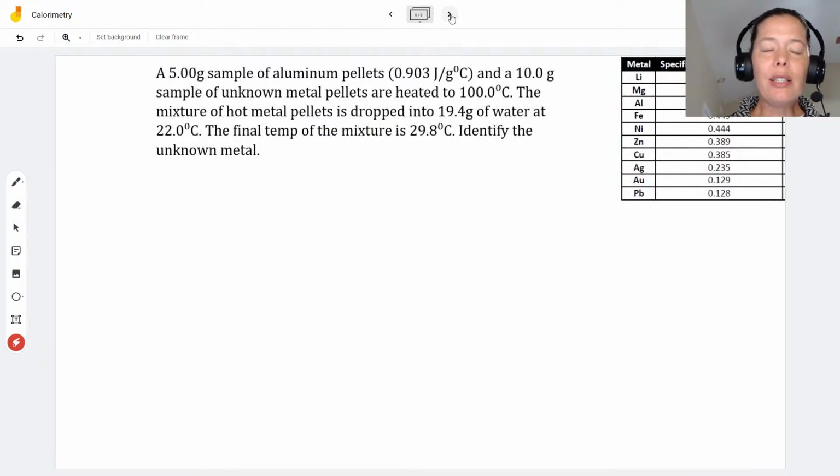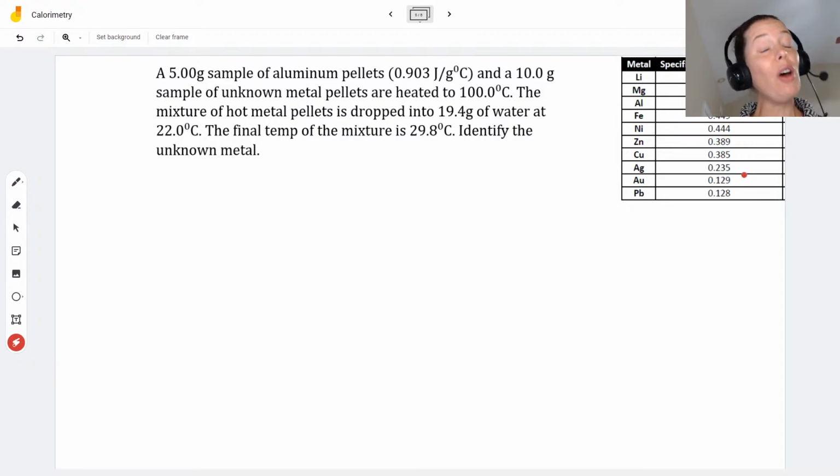All right, so we have a 5-gram sample of aluminum pellets, and a 10-gram sample of unknown metal pellets are heated to 100 degrees C. The mixture of hot metal pellets is dropped into 19.4 grams of water at 22 degrees Celsius. The final temperature of the mixture is 29.8. Identify the unknown metal. And we have a little table here of the different heat capacities of metals.